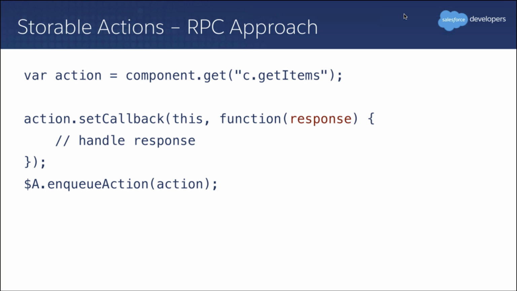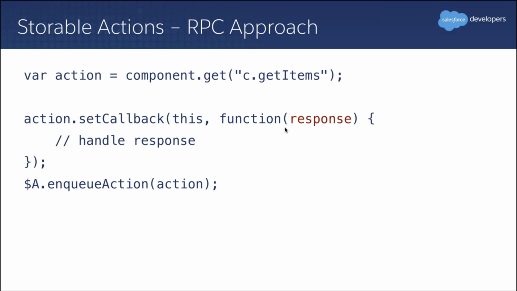So storable actions is really a traditional RPC approach, so essentially a remote method invocation. So the code that you are seeing on the screen here is the typical syntax that you would use to invoke a method in the server. And of course, these calls are asynchronous. And when the data comes back from the server, this callback method is going to be called, and you're going to be passed a response.